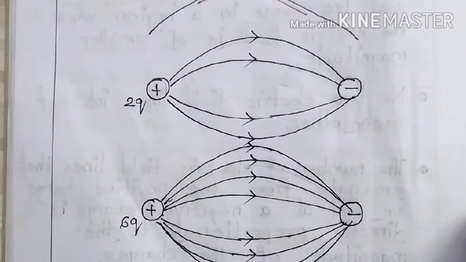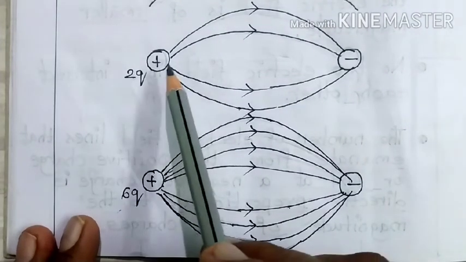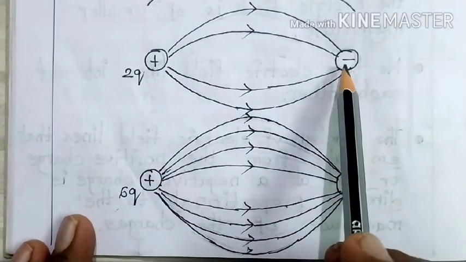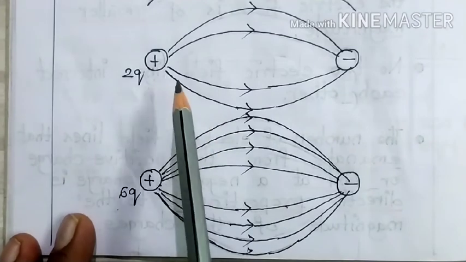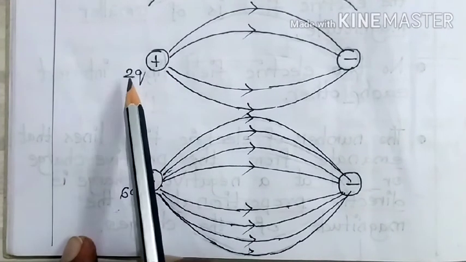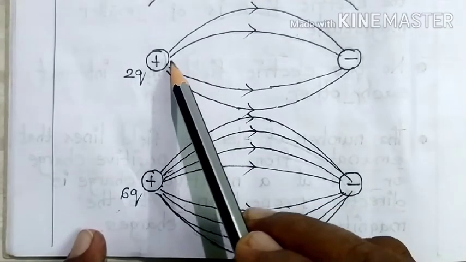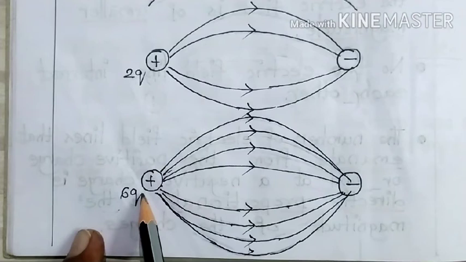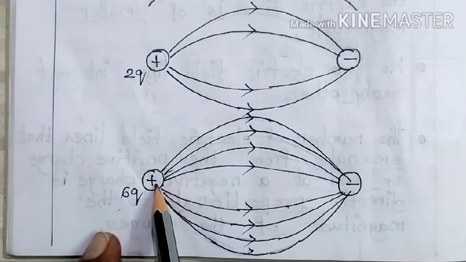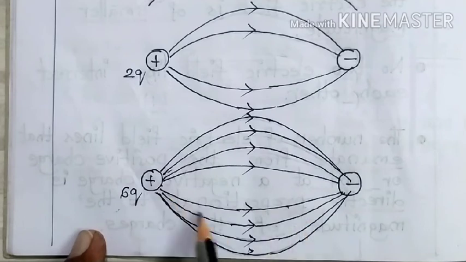Next one, the last point is: the number of electric field lines originating from a positive charge or ending at a negative charge is directly proportional to the magnitude of charges. That's what we have learned. Here, what is the magnitude of this charge? Only 2q. So the number of electric field lines is very less. Here the magnitude of this positive charge is 6q. It is quite more. So here the number of electric field lines originating from this positive charge is more.